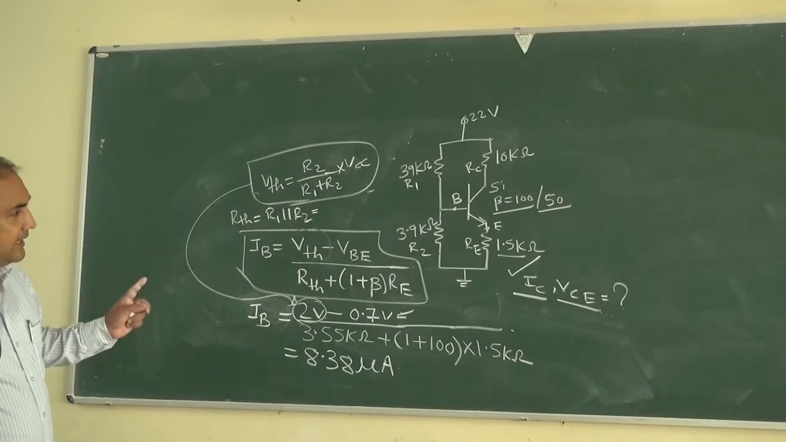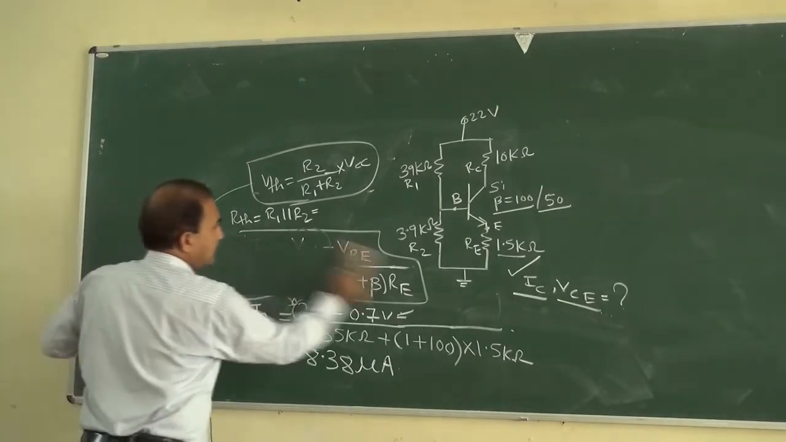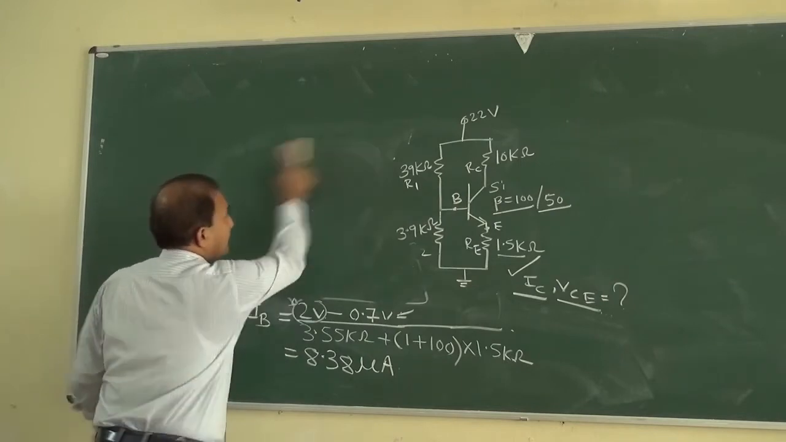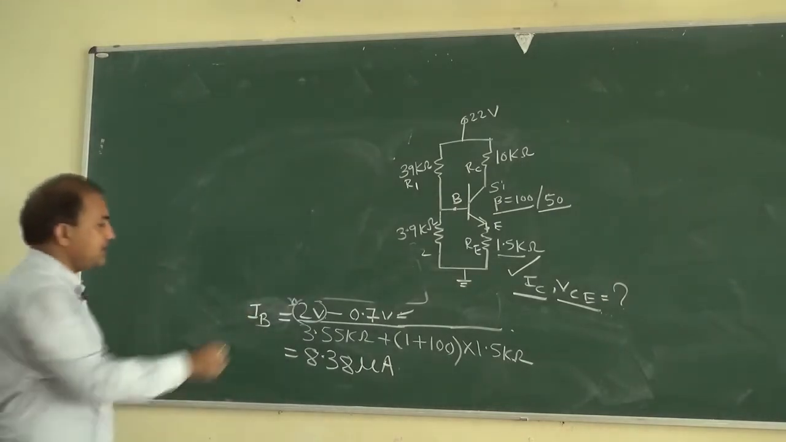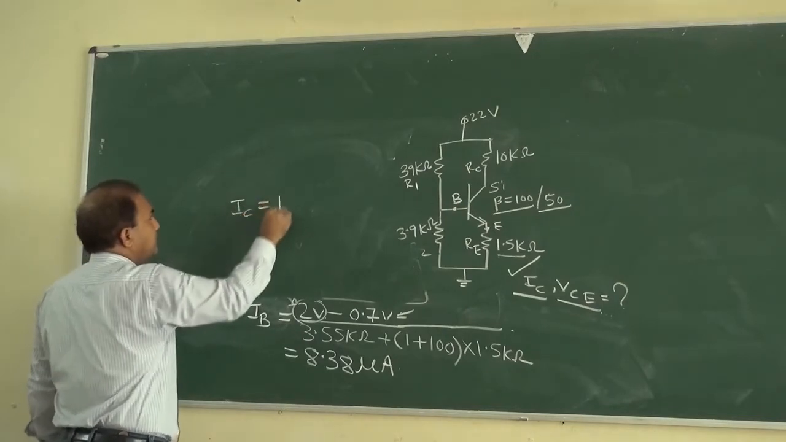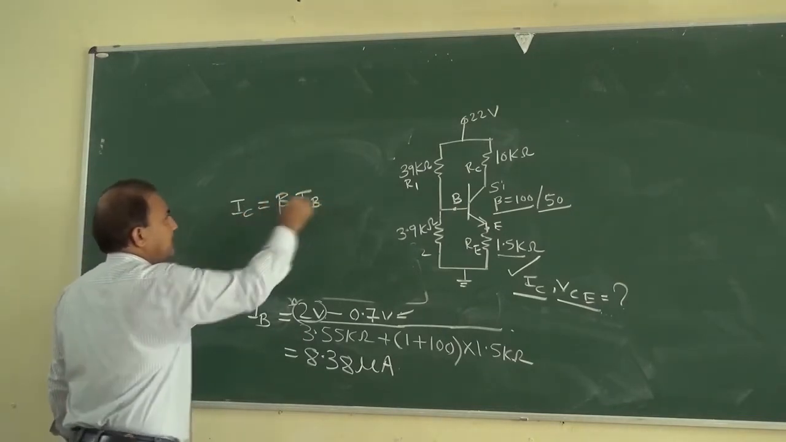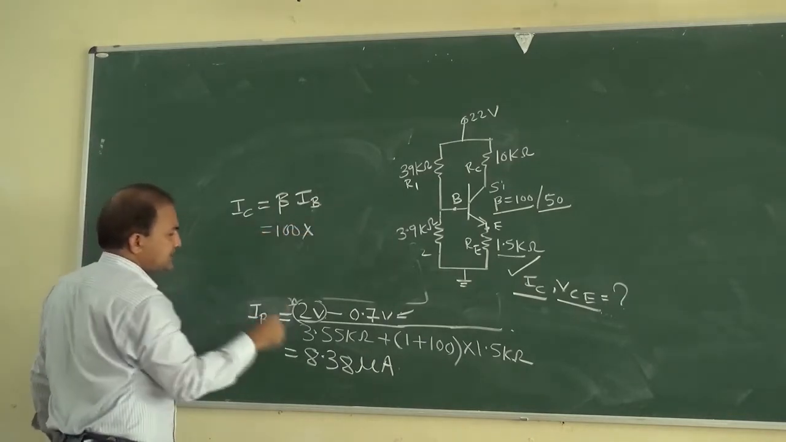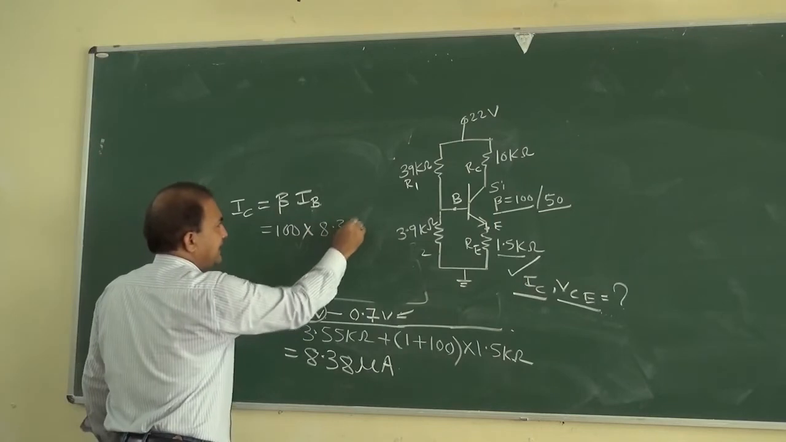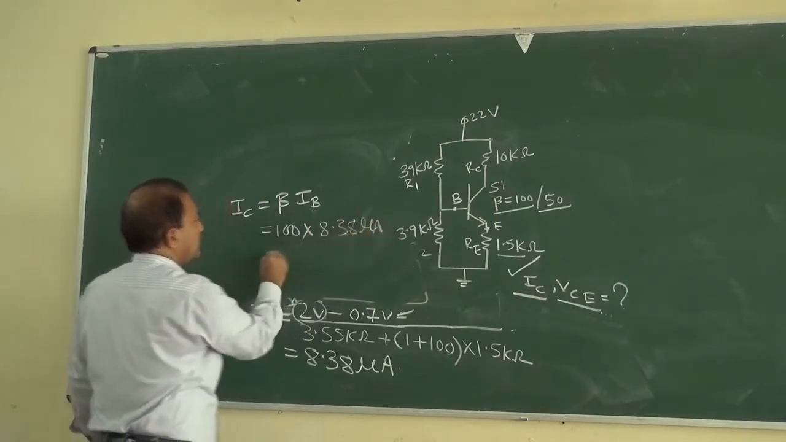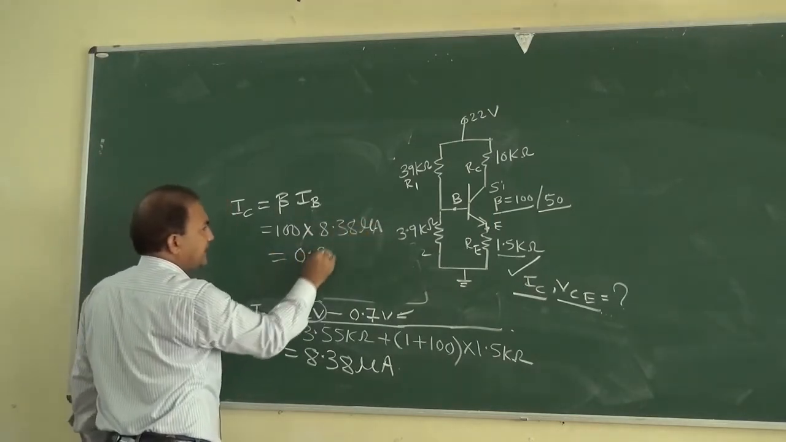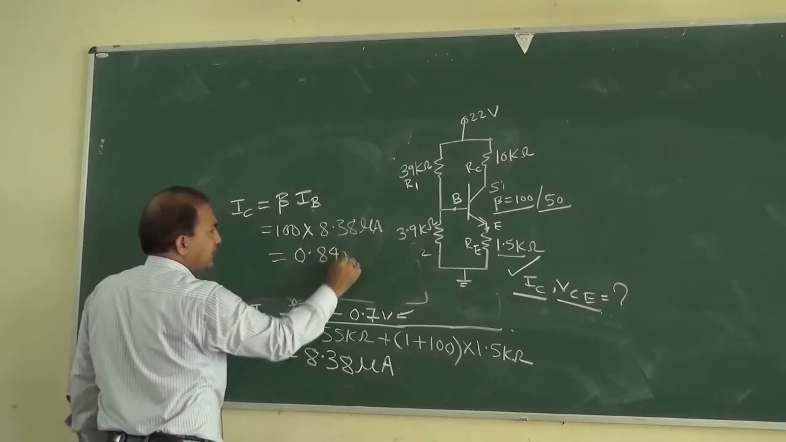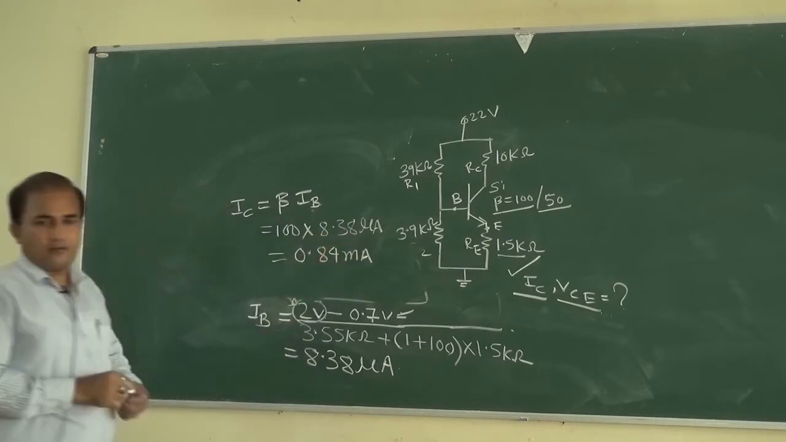Okay, so we have determined the value of IB. So we can determine IC, it is equal to beta times IB. What is beta? Beta is 100. What is IB? It is 8.38 microampere. So IC is approximately 0.84 milliampere.